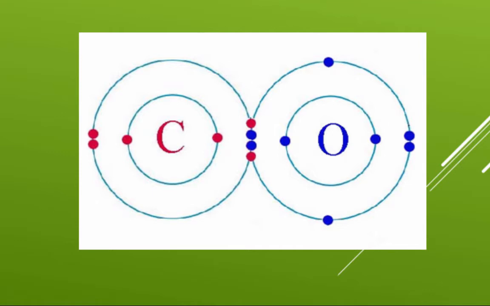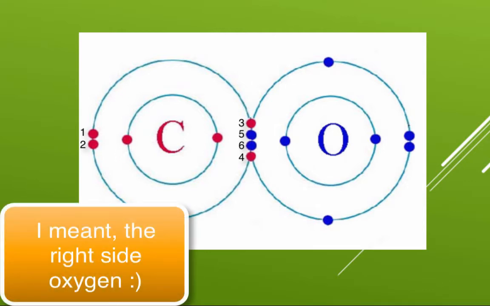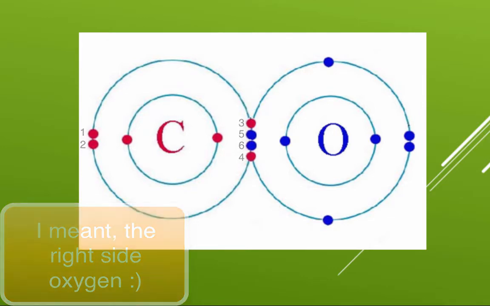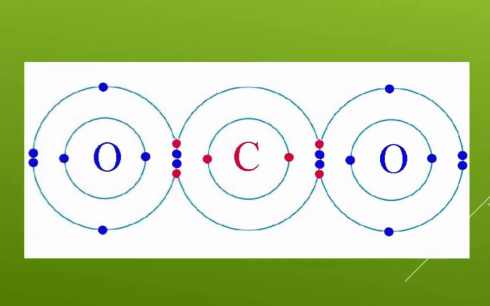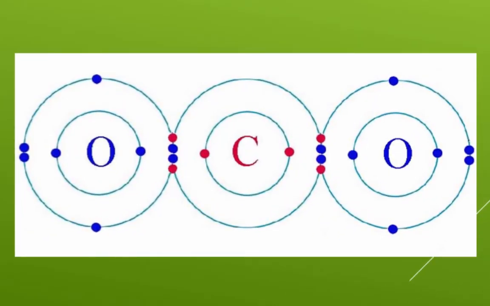If we look at the carbon atom, it has 1, 2, 3, 4 of its own red electrons, and 5, 6 if we count the 2 shared from the right side oxygen. To complete its valence shell and fulfill the octet rule, we will need the left side oxygen to share 2 of its valence shell electrons. Now we can see that the central atom has 1, 2, 3, 4 of its own valence shell electrons in red, and 5, 6 if we count the blue electrons from the right side oxygen, and 7, 8 if we count the 2 from the left side oxygen. The left side oxygen also has a full valence shell.